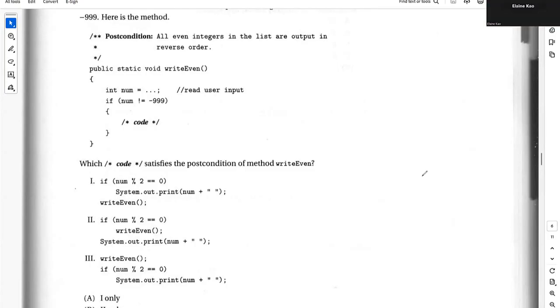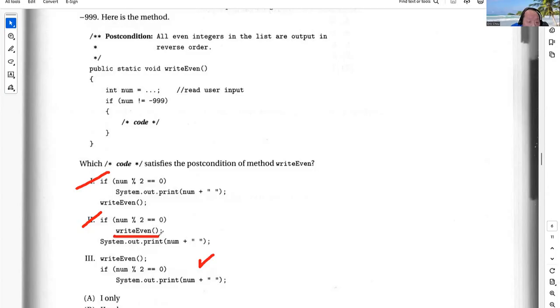One, it would not work because it's in the original order. Two, it doesn't work because it only does the recursion when the number is even. So the -999 won't work. So it's only 3.